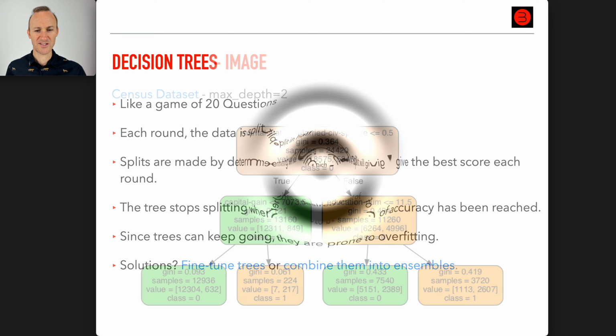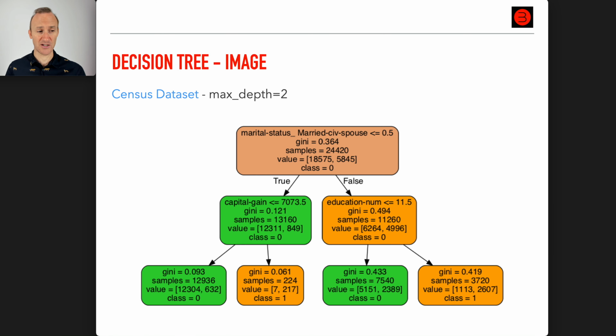Before doing that, let's take a look inside a decision tree to see how it's actually built. So this is from the census dataset, and it has a max depth equal to 2, meaning that it only goes 2 levels or 2 branches before giving final predictions. Okay, let's start at the top of the tree. It says marital status, married civic spouse, less than or equal to 0.5. The idea here, I think, is that if you're married, maybe it's a 1, and if you're not, it's a 0. Okay, so what it's doing is it's splitting the data based on this.